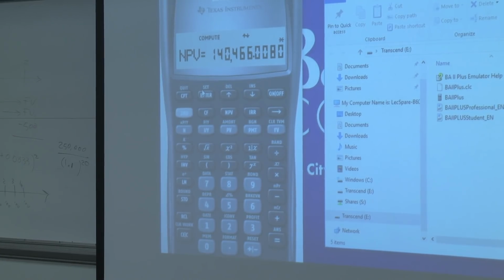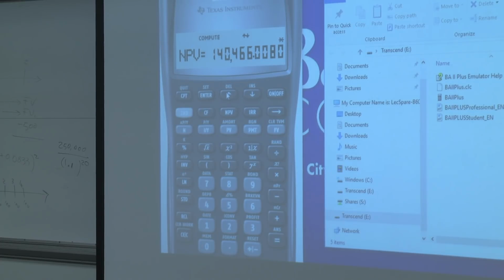Say it again. You put in the cash flows, then what you do? You click NPV, and it asks you the interest rate to compute it. Did you ever see this before? No, not in class? Okay.